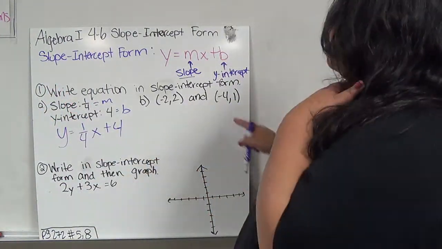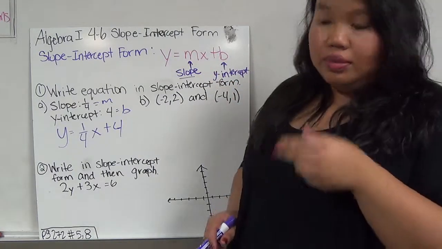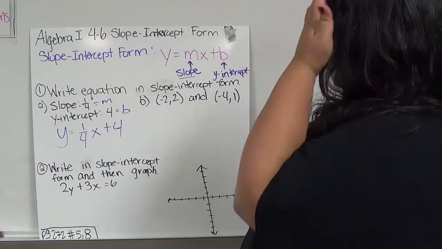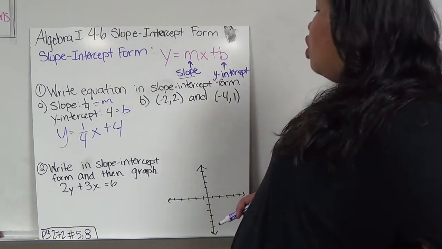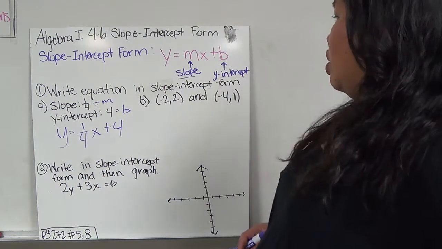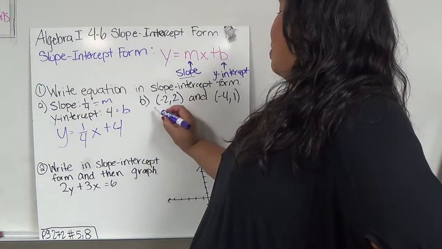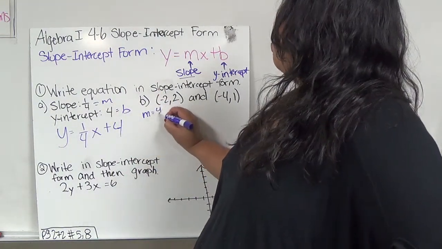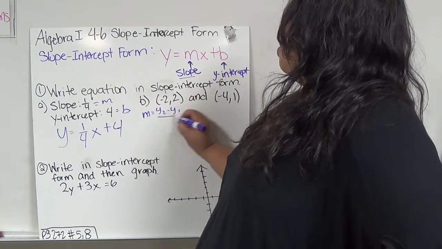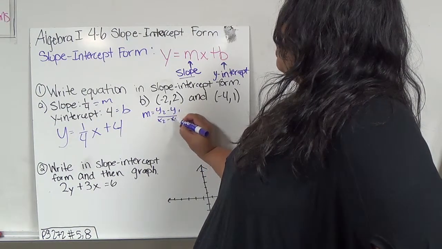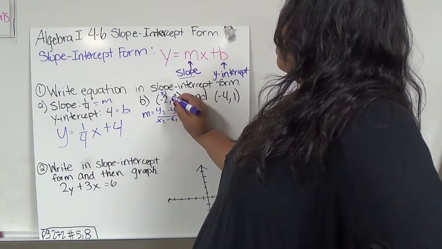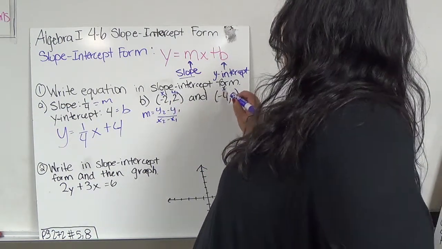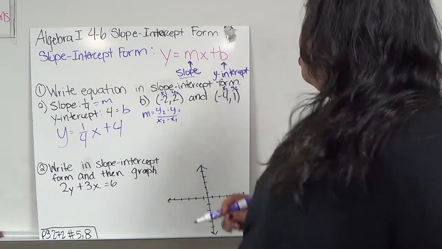The second one here just gives us 2 points, okay? When they give us 2 points, we need to first find the slope, our m. And remember the equation for slope? m equals y2 minus y1 over x2 minus x1. So this is our x1, y1. This is our x2, y2.